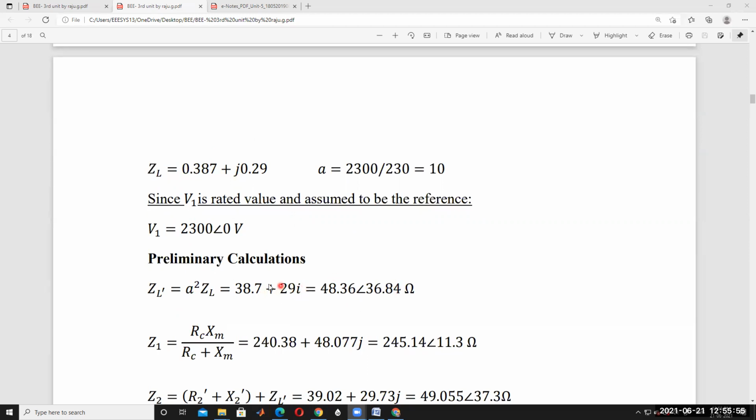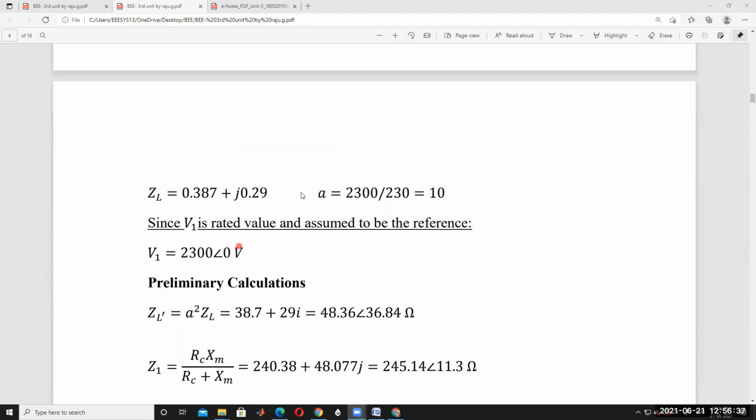So this is called rectangular form. Convert it into polar form like this. If you want to do it manually, it is the square root of R square plus X square, that is the square root of 38.7 whole square plus 29 whole square, at an angle of tan inverse of the imaginary part by the real part, 29 by 38.7. We will get the answer. Otherwise, use a calculator to convert rectangular form to polar. I have already provided a video on how to convert rectangular to polar and polar to rectangular, so watch that video and you can easily understand.